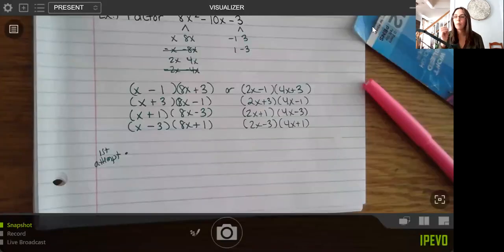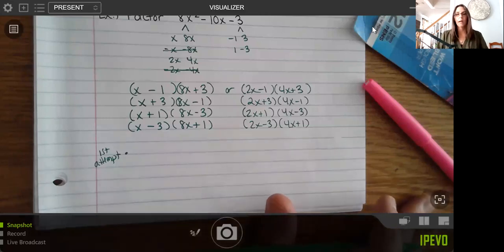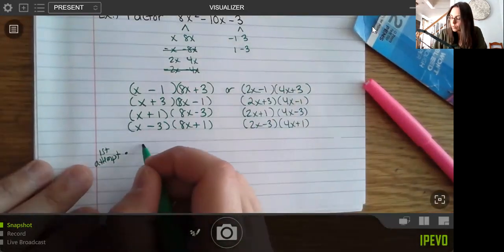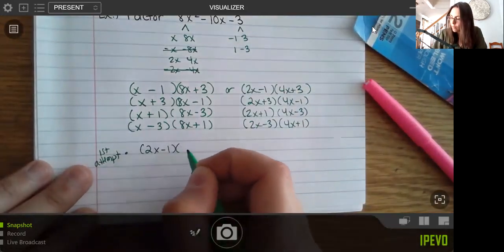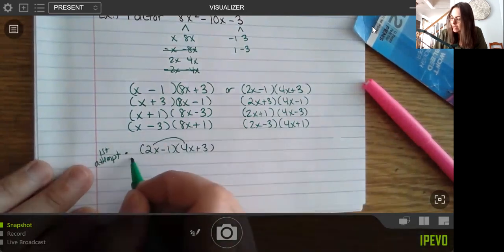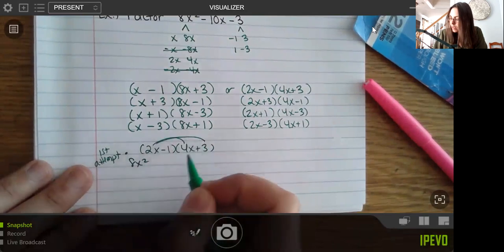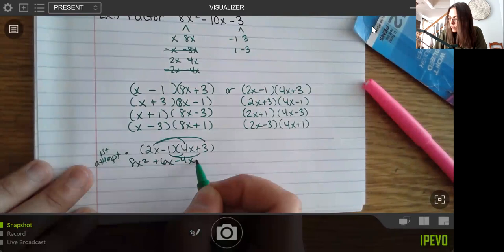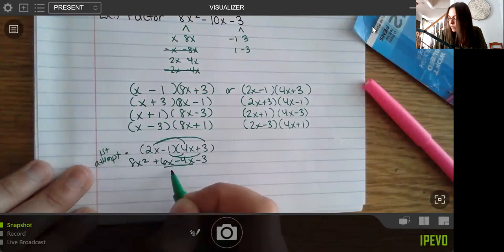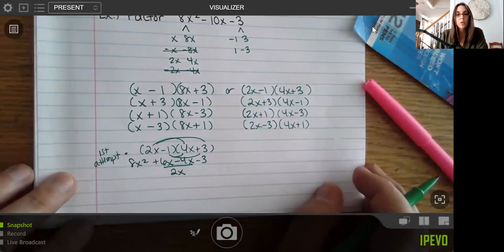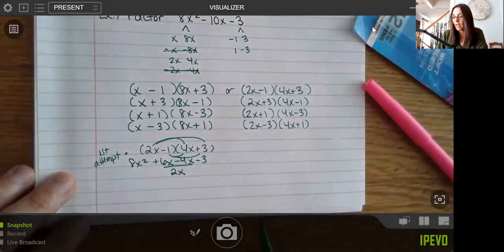So this is where that practice, and really knowing your multiplication tables well, comes in. So let's start with, I'm just going to pick the first one to try. So let's do 2x minus 1 and 4x plus 3. So I'm going to multiply these out. 8x squared. Here I see a 6x, a minus 4x, and then a minus 3. So my inside term gives me 2x, which doesn't match. I need a negative 10. So I'm going to try something else.